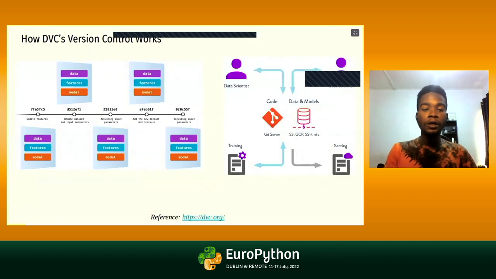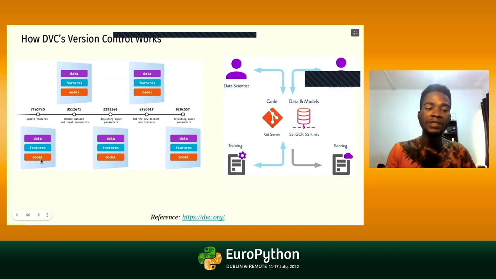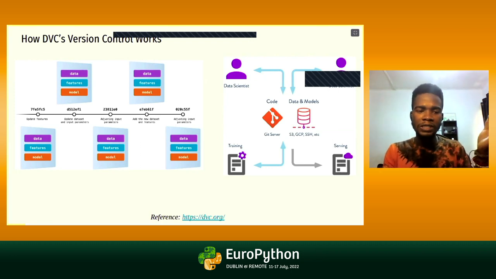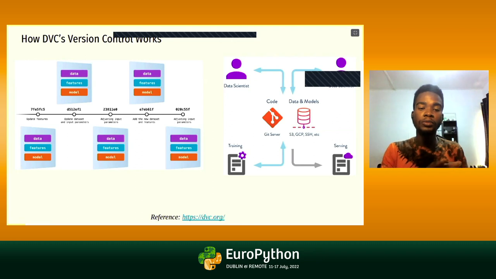Taking DVC, for example, DVC is like a platform or tool for you to maintain your features, maintain your trajectory of a particular model over time, right? So let's say you have data, you have features, you have models, and you're saving them. And then, of course, you could update the features, or you could update the data sets, right? In fact, you could adjust the input parameters, you could add new features, add new data sets. And of course, over time, all these changes are saved. You could easily go back in time to work with an earlier version of this same project, right?